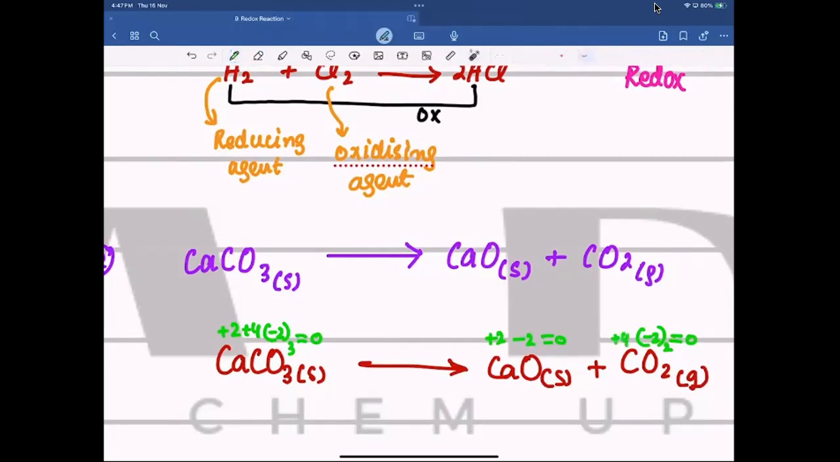So if you compare the oxidation number of any one of the elements, for example, calcium, it's +2 on both sides. So it means calcium is neither oxidized nor reduced. If I look at carbon, it's +4 on both sides. It's neither reduced nor oxidized. If you look at oxygen, it also stays the same, -2 before the reaction and -2 after the reaction. So there is no change in oxidation number. It means this is not redox.